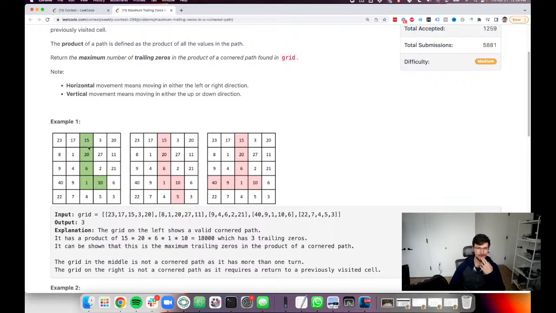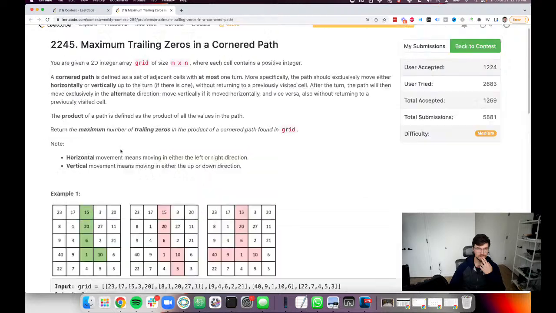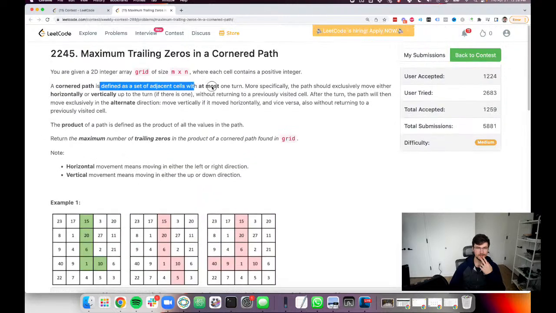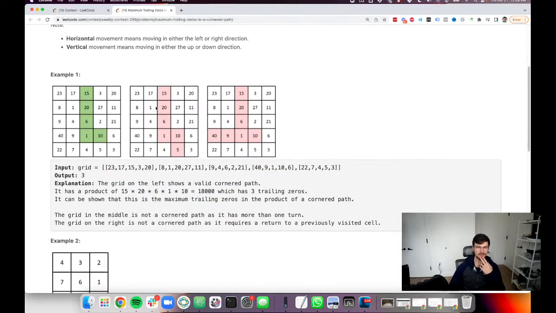A cornered path. Let me go back to this definition: a set of adjacent cells with at most one turn. Oh, I see. I was wondering whether these second two disprove that, but those are both not valid, I think. The point is that the first one is the only valid cornered path, which is what I was thinking. Yeah, okay, the others have more than one turn. That's what I was confused about.